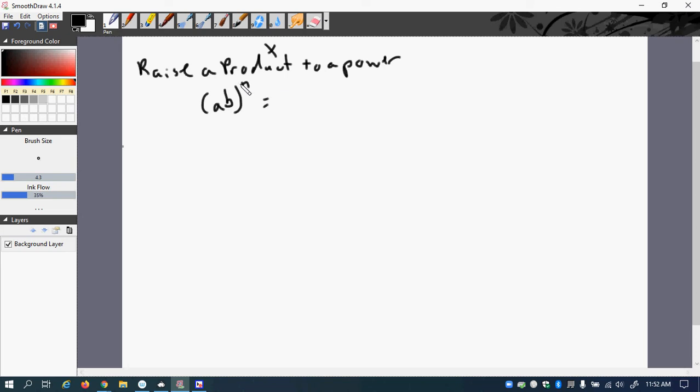And so that n actually goes to both exponents. So that's really a to the n multiplied by b to the n. And so some examples might be this, where you have 3x, and that's to the power of, let's say, 3. So that means the 3 is going to go to everything. So that means it's 3 times 3 times 3 times x, x, and x. So we have what? 27x to the third.